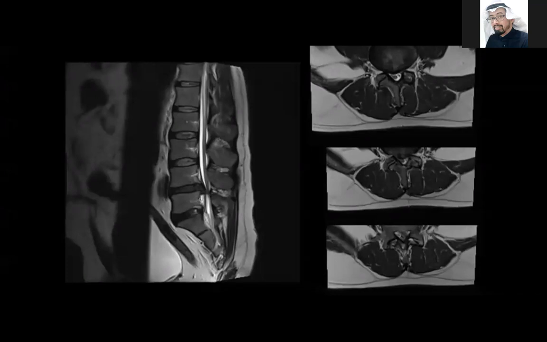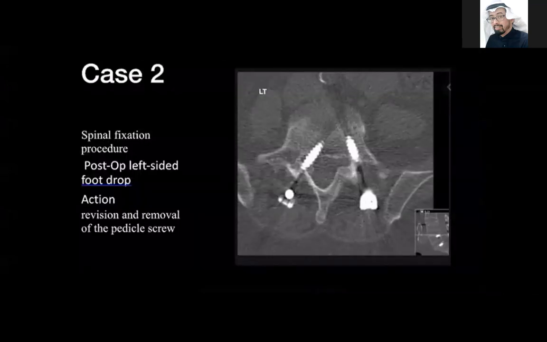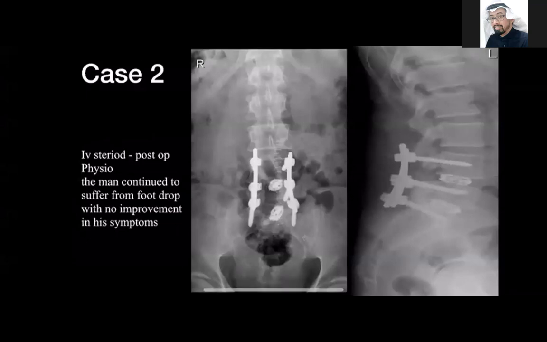So unfortunately, during or after the surgery, which offered him spinal fixation, post-op the patient had left-sided foot drop. The action taken was that we revised the patient, removed the screw, and then put him on a line of treatment. But definitely after a period of time, the patient was not improving. So this is the second scenario that I mentioned.